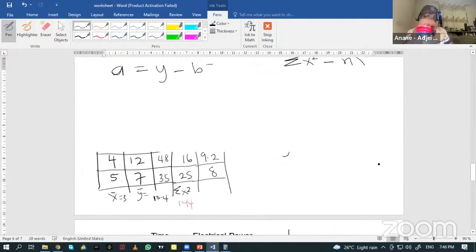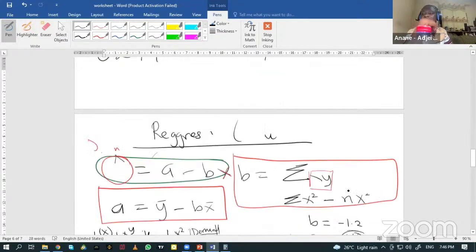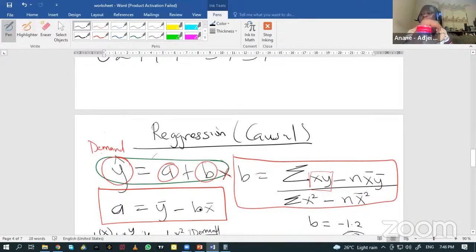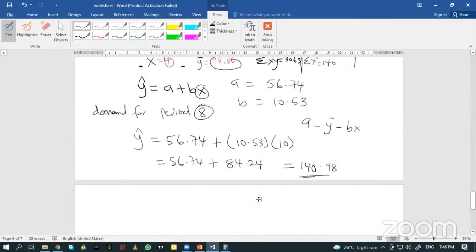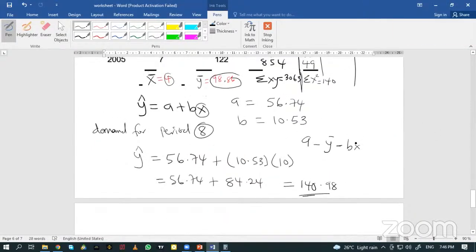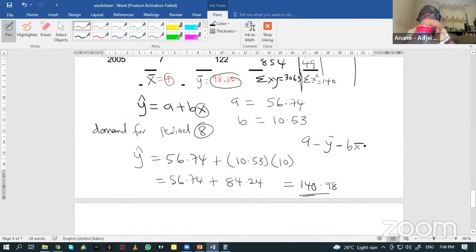Let's check the formula. Maybe I didn't write something right. Okay. The formula is B X bar, not X. Oh, okay, B X bar. I don't know what is wrong, but sometimes when I write, it cleans some of the items that I write on the screen. So okay, the formula is A equals Y bar minus B X bar, not X.